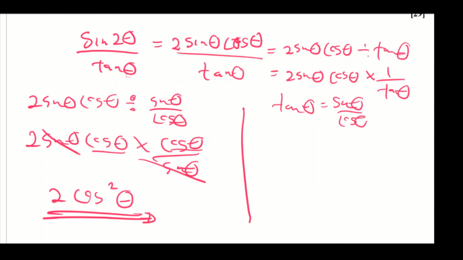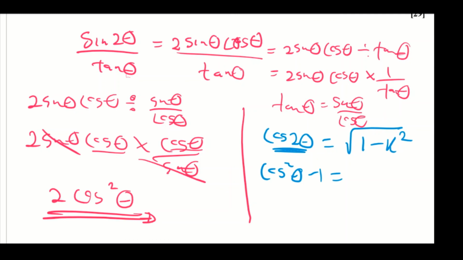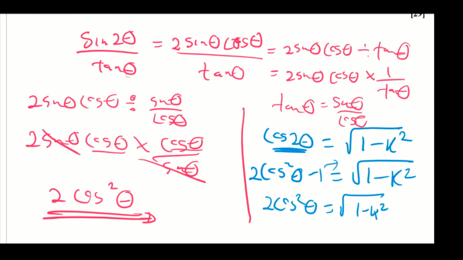But what you need to note is this one here. We said when you have cos of 2 theta in the previous question, it's equal to root of 1 minus k squared, right? And to change this, you know it's a double angle, so you can have 2 cos squared theta minus 1 also equal to this expression of 1 minus k squared, right? So it's 2 cos squared theta minus 1. And if we transpose this one to the other side, we'll have 2 cos squared theta is equal to root of 1 minus k squared plus 1.